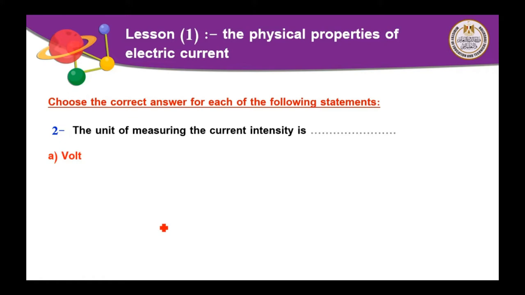Question number 2, choose the correct answer. The unit of measuring the current intensity is, I ask you in this question about the measuring unit that is used to measure electric current intensity, which is called ampere. When you have ampere and the coulomb per second, this means that both of them are correct. So the correct answer is ampere.